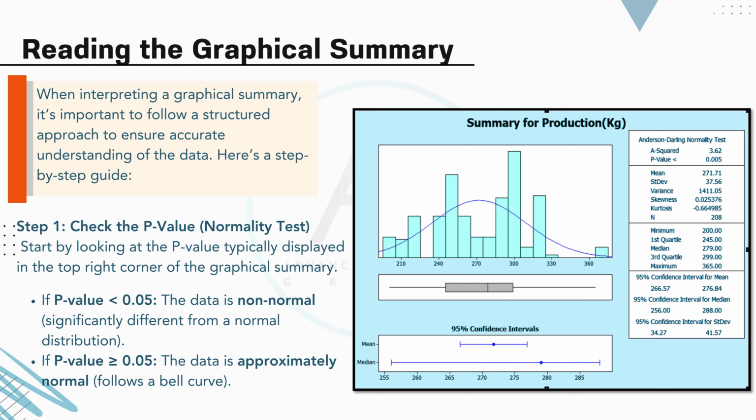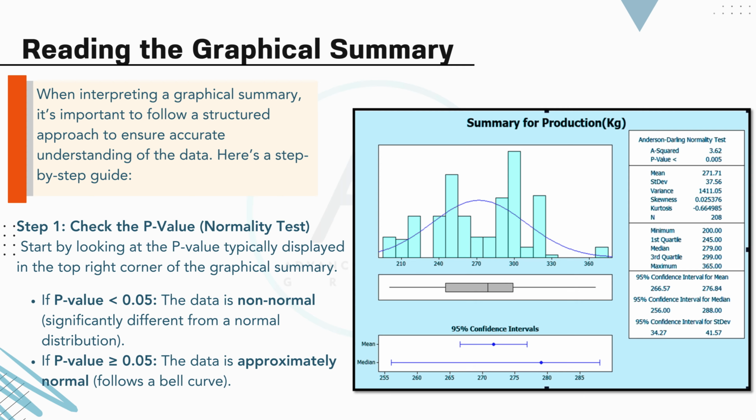If the p-value is less than 0.05, it indicates that the data is non-normal, meaning it does not follow a bell-shaped curve. This suggests that we may need to use non-parametric methods for analysis. If the p-value is 0.05 or greater, the data is considered approximately normal, which is often a favorable condition for many statistical tools and tests.